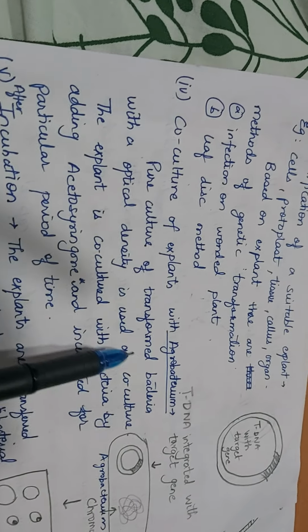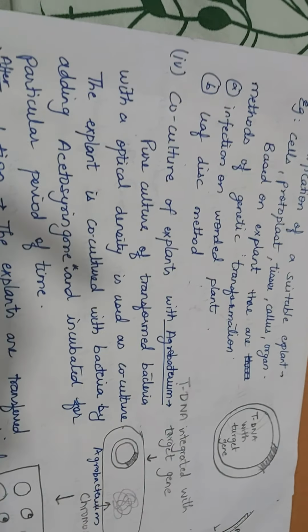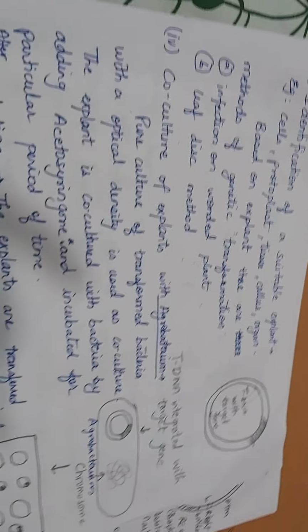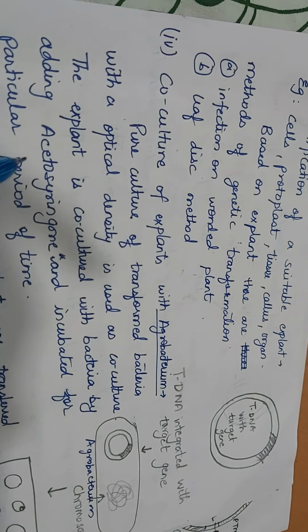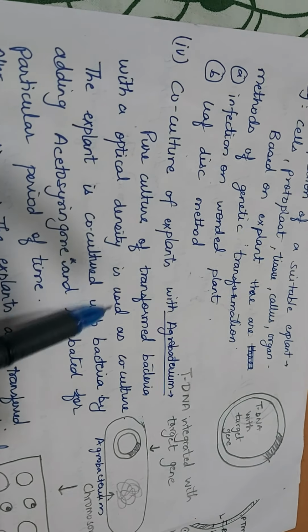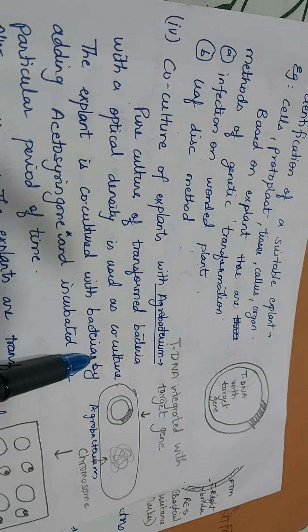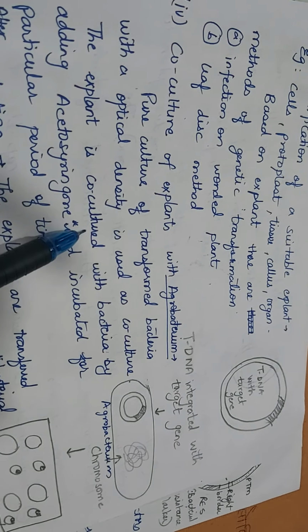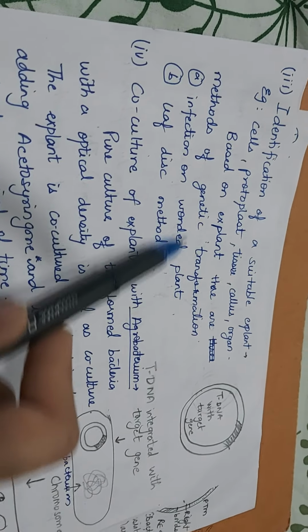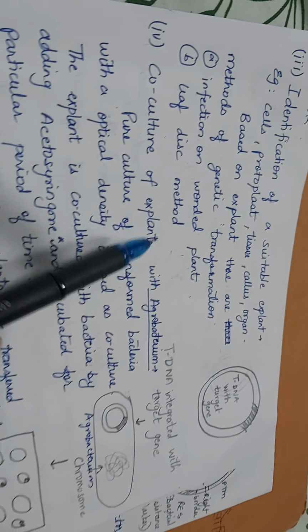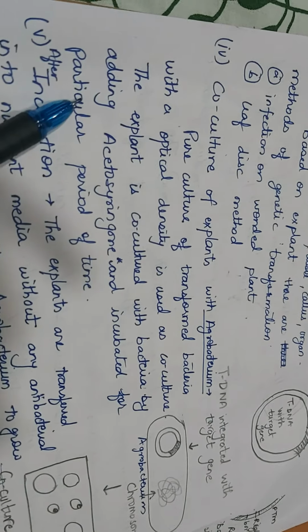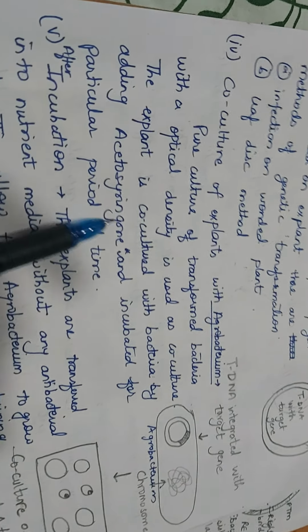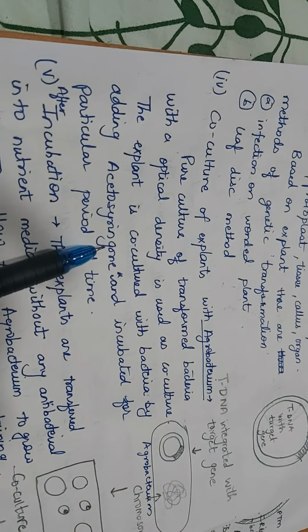So, a pure culture of transformed bacteria. Pure culture means the culture which has our recombinant plasmid. A pure culture of transformed bacteria with a suitable optical density is used as a co-culture. The explant, here a leaf disc, is co-cultured with the bacteria by adding acetosyringone. I have told you why we need to add acetosyringone.